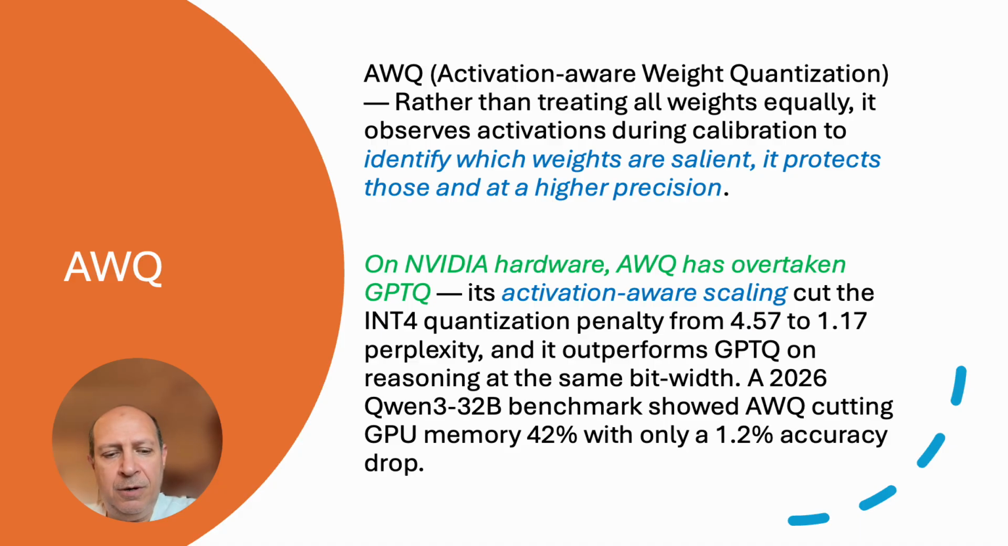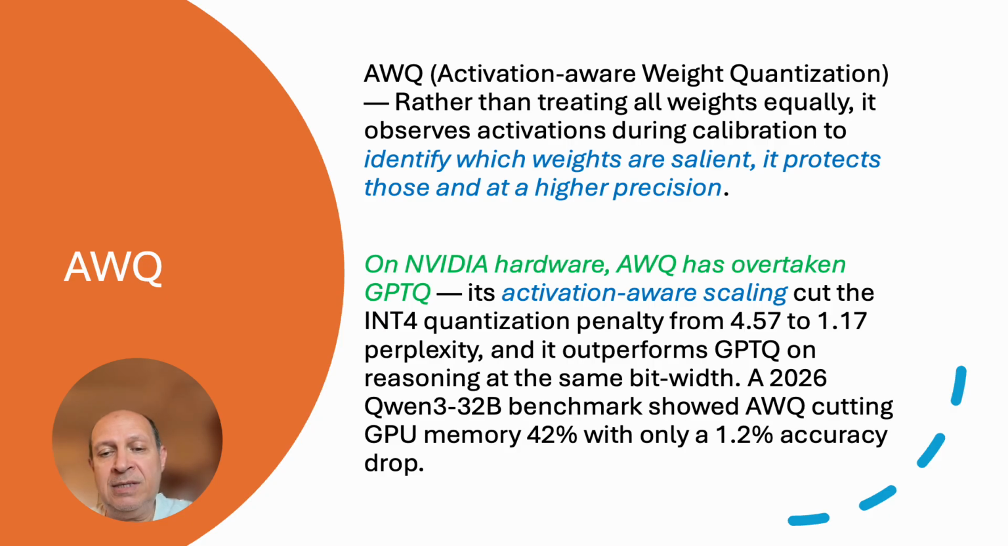AWQ is yet another quantization algorithm. It stands for Activation-Aware Weight Quantization, which, rather than treating all weights equally, observes the activations during the calibration phase to identify which weights stand out, which weights are salient. It protects those weights at a higher precision. On NVIDIA hardware, AWQ has overtaken GPTQ.